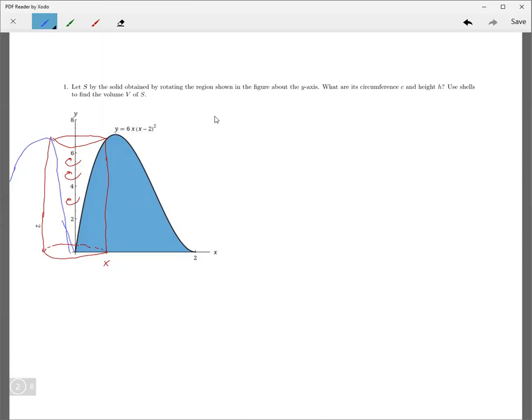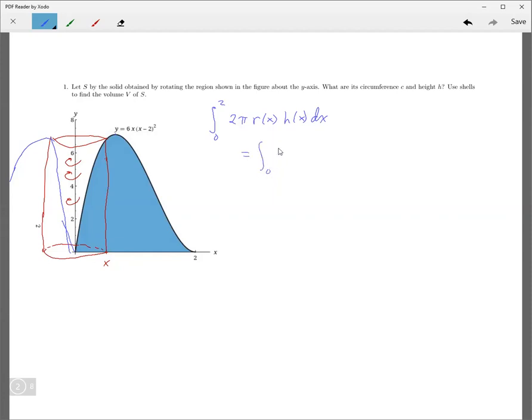Okay, so let's go ahead and set up the integral. So you integrate from 0 to 2. Okay, and this is a typical value x right there. And it's 2 pi times the radius times the height, and then dx. Okay, that's what it's going to be.